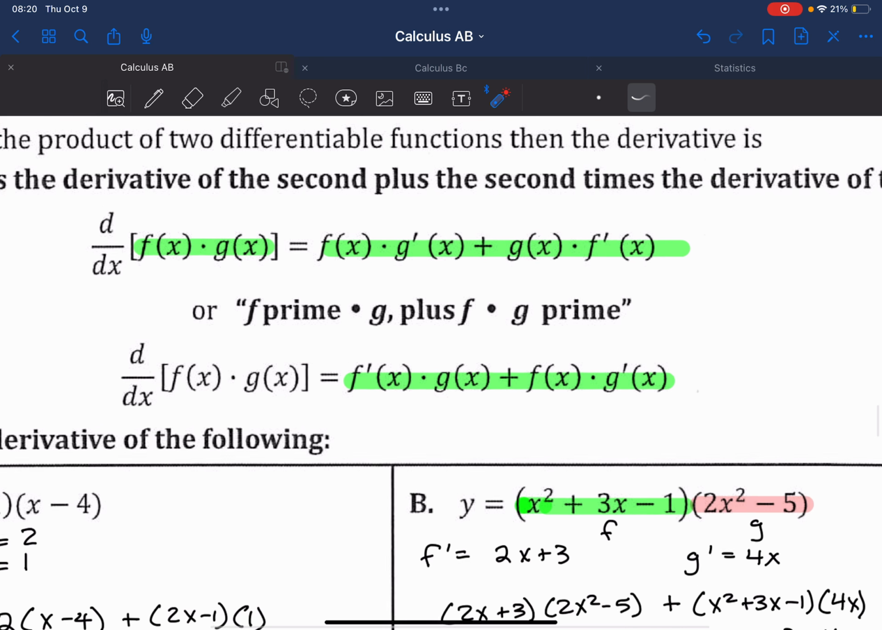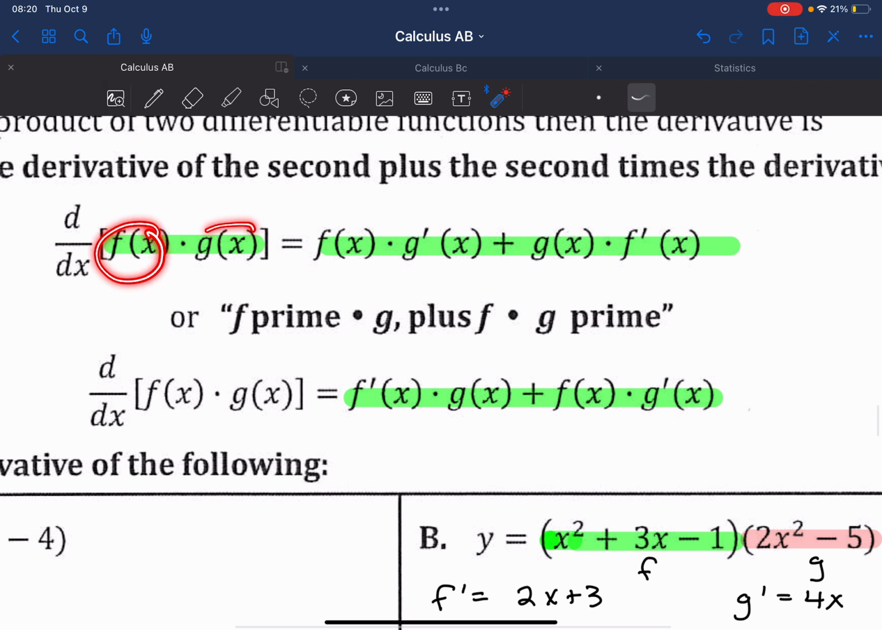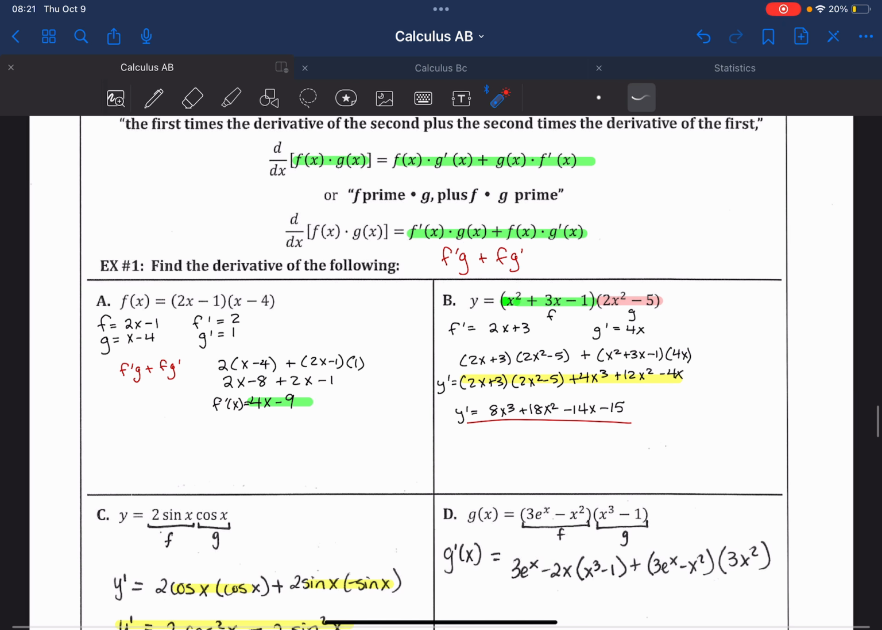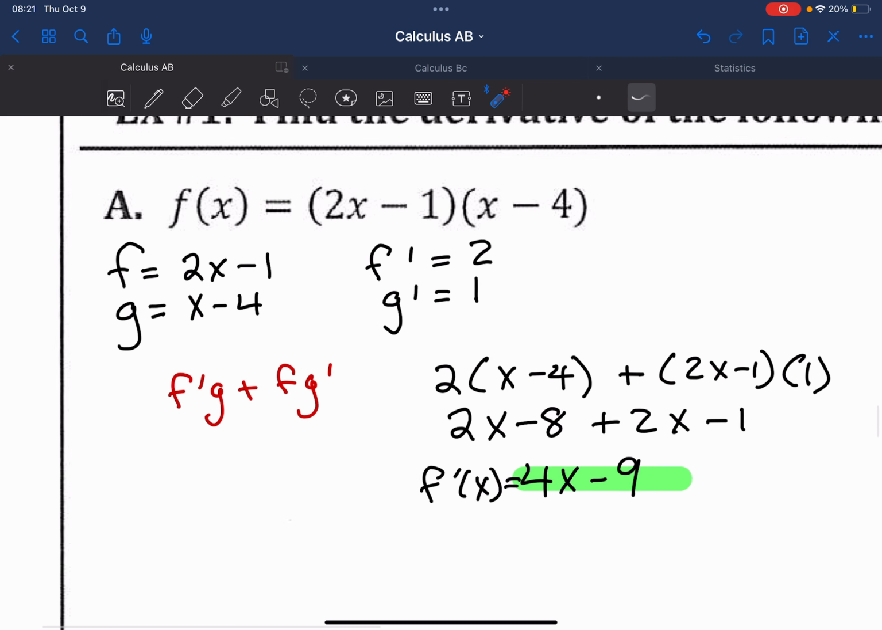Well, the product rule says that if we are multiplying two functions, that is the same as taking the derivative of the first function times the second function plus the first function times the derivative of the second function. I like to write this as f prime g plus fg prime to help me memorize it easier than having to remember all of the x parts. Okay, so let's look at an example.